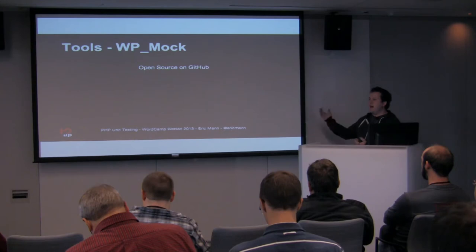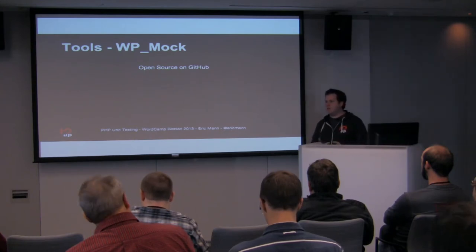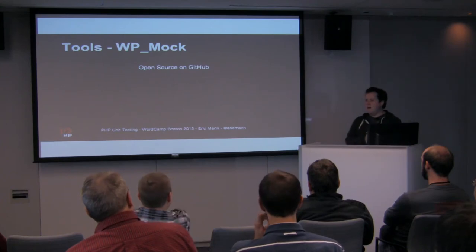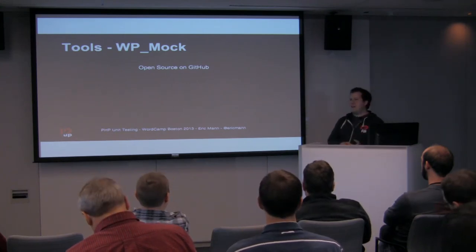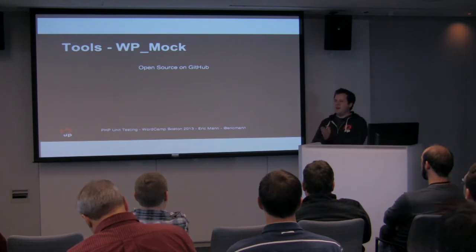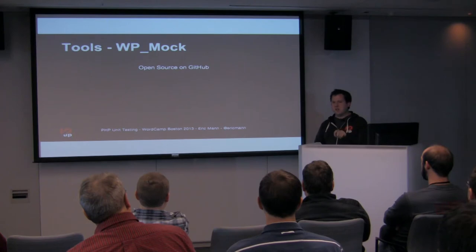So for example, add action, add filter, do action, do filter, WP head, WP enqueue scripts. Taking this API and mocking it. Not mocking it as in making fun of it, but mocking it as in creating functional alternatives to allow you to write code that calls these functions without actually calling these functions.